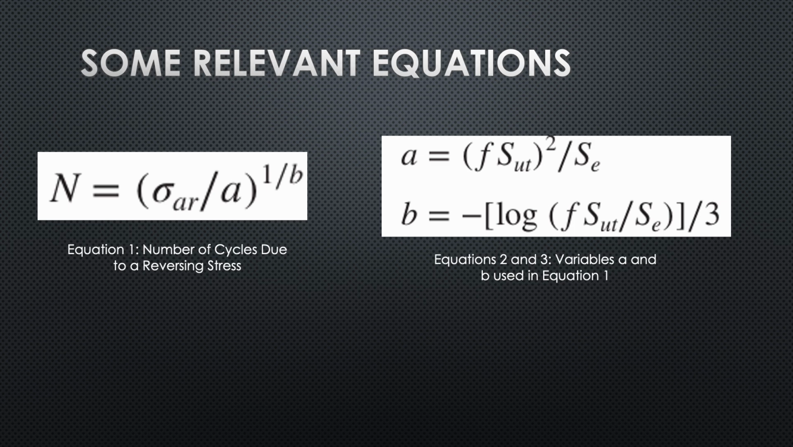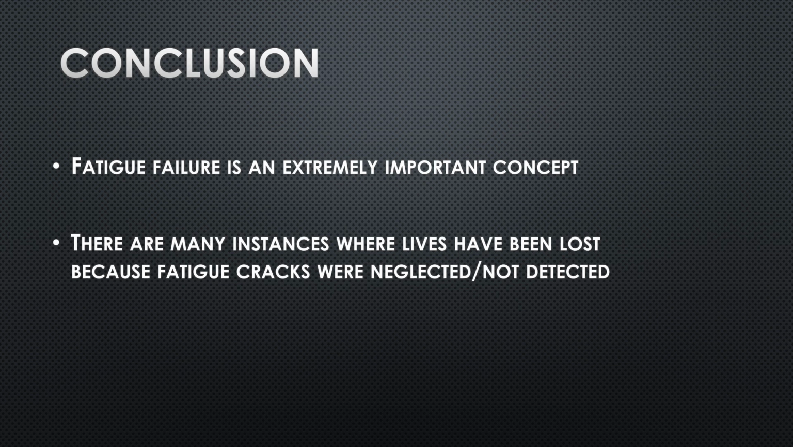Here are some relevant equations for fatigue failure. Equation 1 can be used to solve for the number of cycles of an object due to fully reversed loading. Sigma is the reverse stress, and variables A and B can be solved using equations 2 and 3, which are dependent upon the ultimate tensile strength, SUT, and the endurance limit, SE.